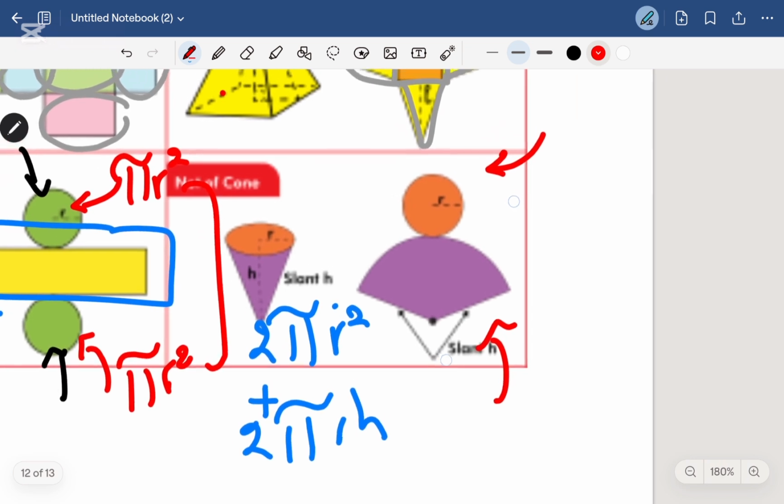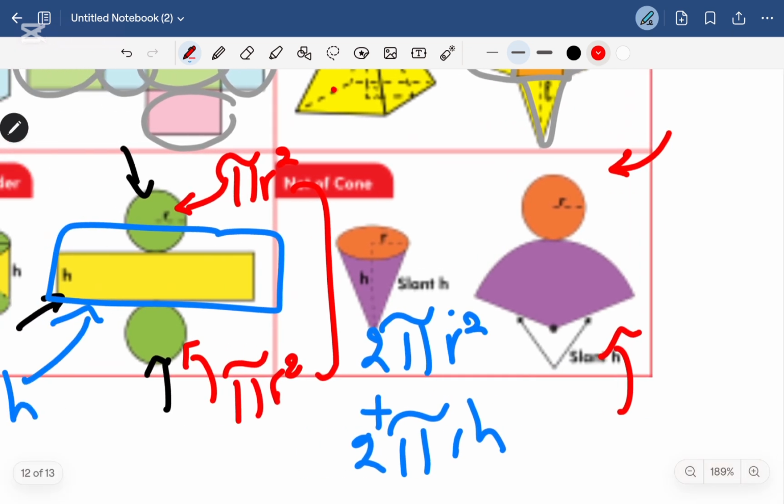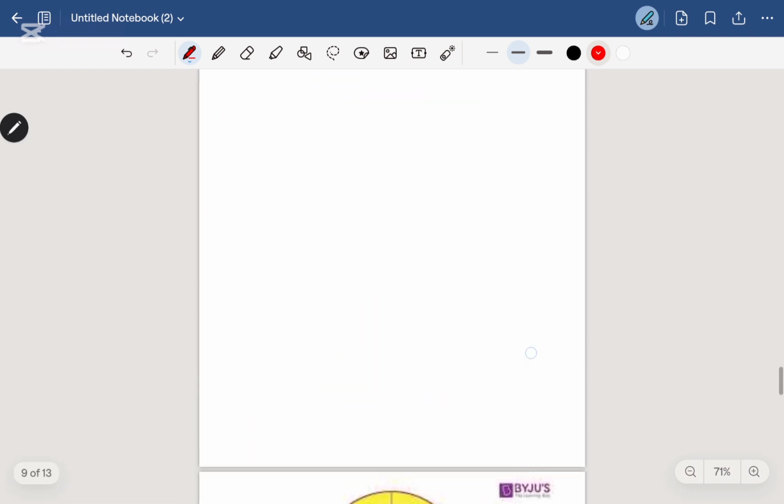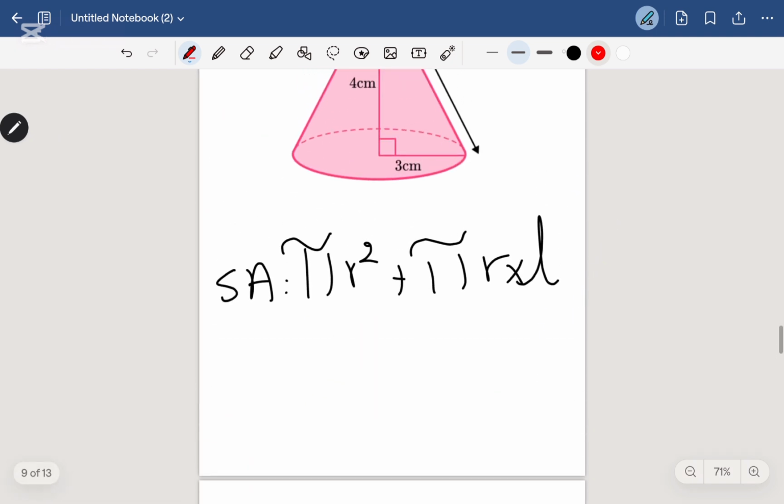Now for the circle, we know that the area of any circle is pi r squared. And in this case, what you need to know is that the area of this sector is pi times r times the slant height L. So you're just going to add them together and you get this equation, which is pi r squared plus pi r L.